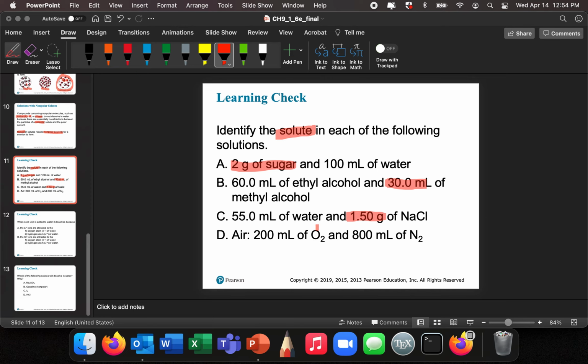All right. What about air? If we have, this is pretty close to the right ratio in air, 800 mils of, oops, I circled the wrong one. If we're looking for the solute, we would go with the lesser of the two, and 200 mils of air is clearly less. So that is the solute, and nitrogen is the solvent.